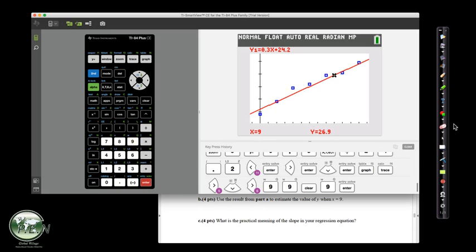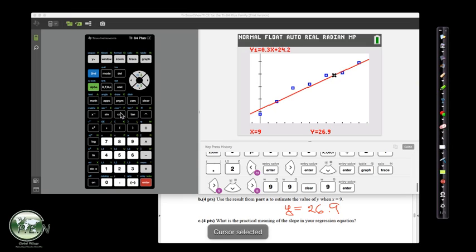So that I'm able to come to my test and say that y equals 26.9. That's all there is to it. I looked it up. We'll answer the practical meaning in just a moment. But one more thing, there's another way I could have looked at this.